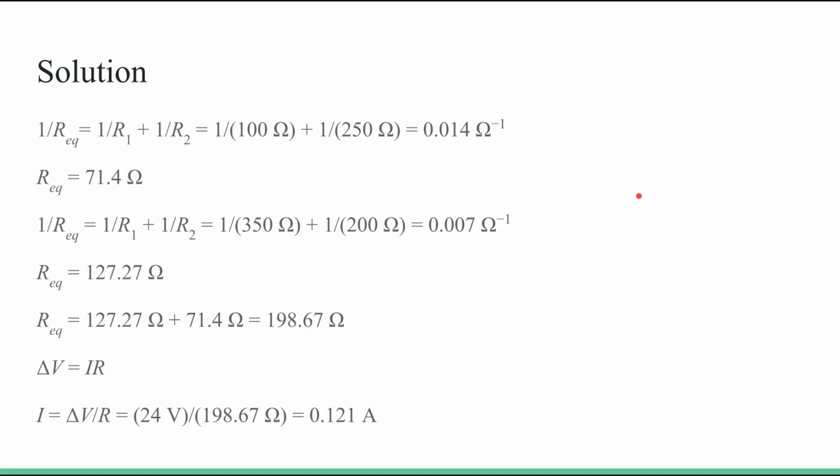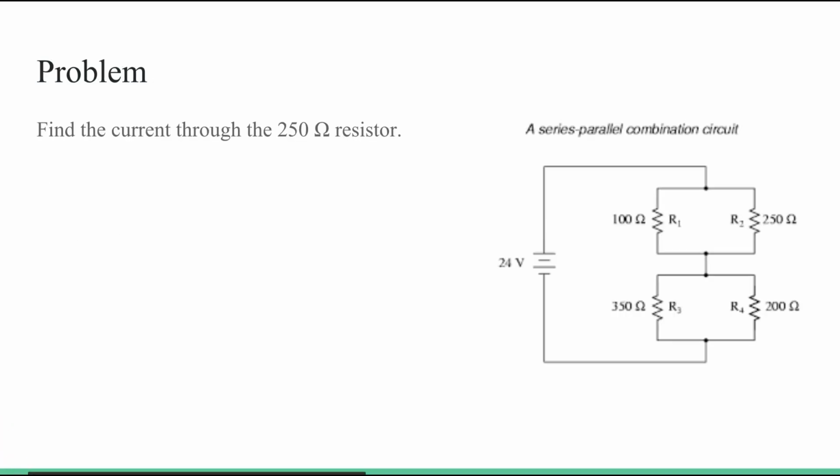So find total current running through the circuit. Now you can use Ohm's law because now you condense it into one equivalent resistor. Delta V equals IR. So you have I equals delta V over R equals 24 volts divided by 198.67 ohms. That equals 0.121 amperes. So that's your current. So that's your total current.